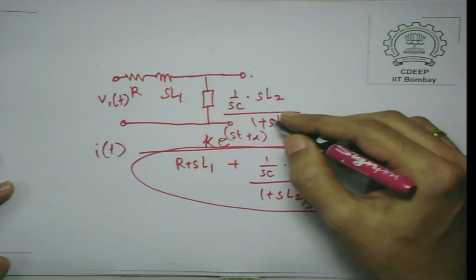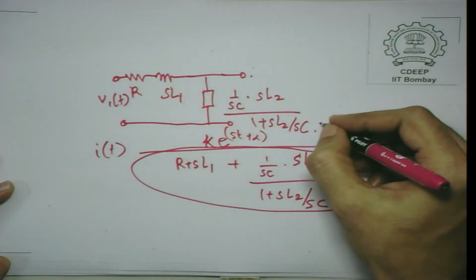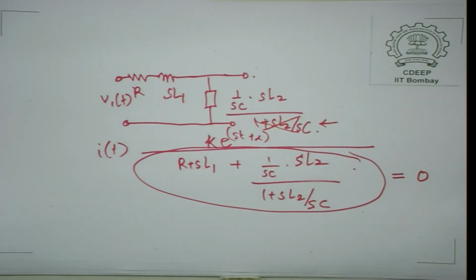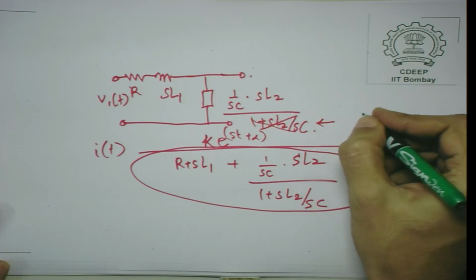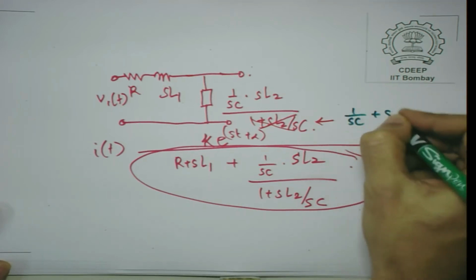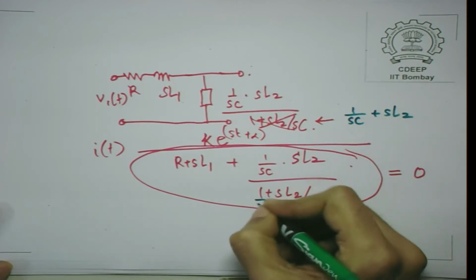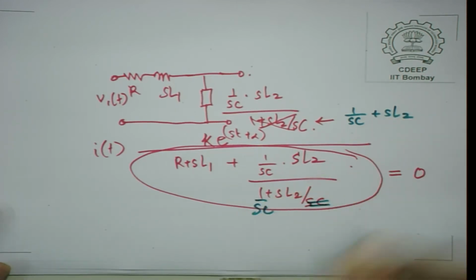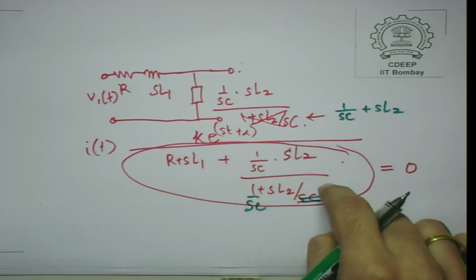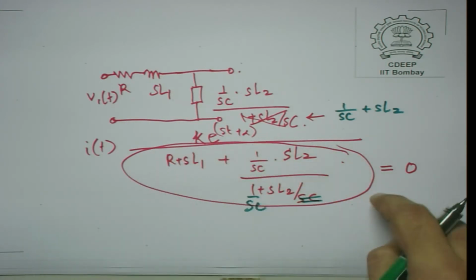So, a minor error has crept in here. This should not be this, but the denominator should be S1 upon SC plus SL2. So, this is 1 upon SC plus SL2. This is what we call the overall impedance of the circuit, and this is a function of S.